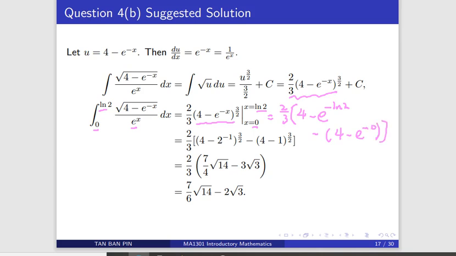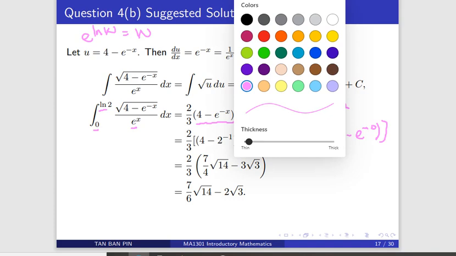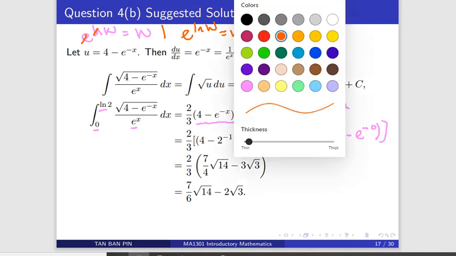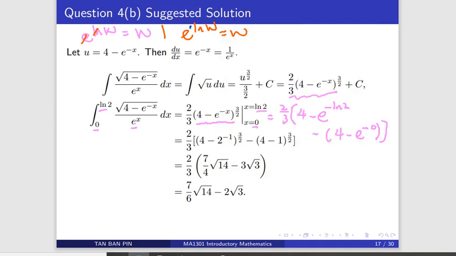And then you must know how to simplify e power minus ln 2. When you have e^(ln w), the answer is just w, because e and ln are inverse functions of each other. So e and ln will cancel to give you w. And you take note that when you use this result, e^(ln w) equal to w, here you cannot have anything else. It must be a 1.